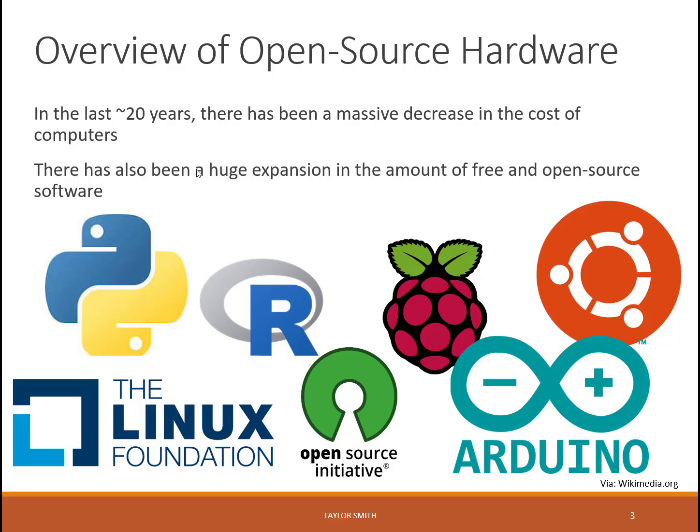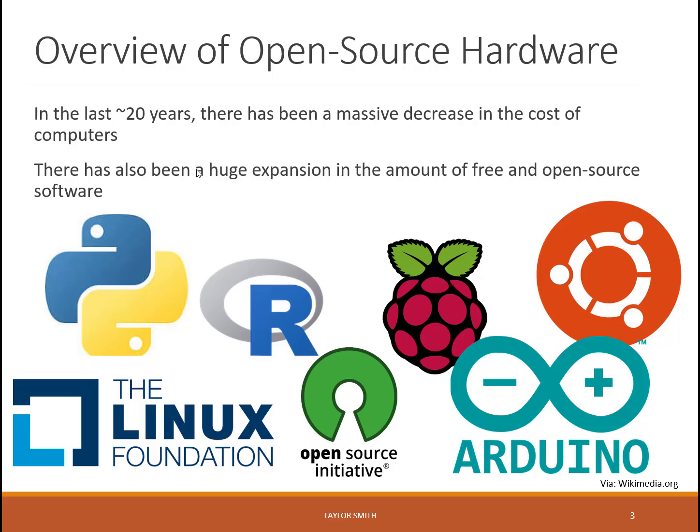So some of these logos you probably recognize from R or from Python, like we used this morning. This is from Raspberry Pi and Arduino. In the last years, there's been just a huge number of these open source hardware projects. So not just open source software, but open source hardware. So the designs are all publicly released and anyone can work on these kinds of machines.